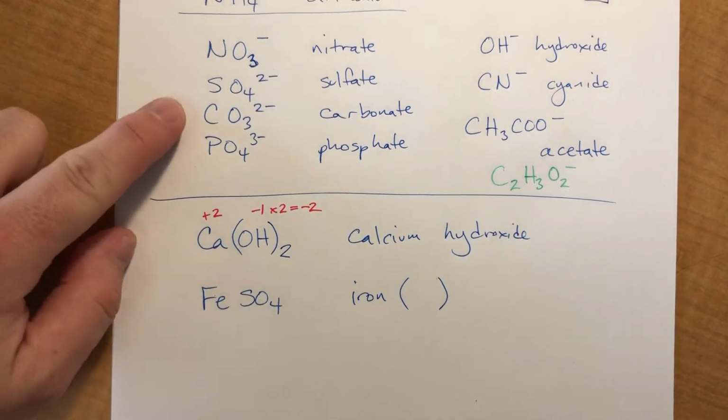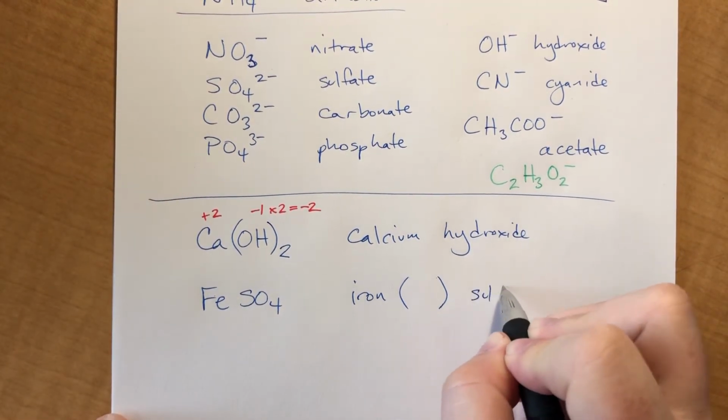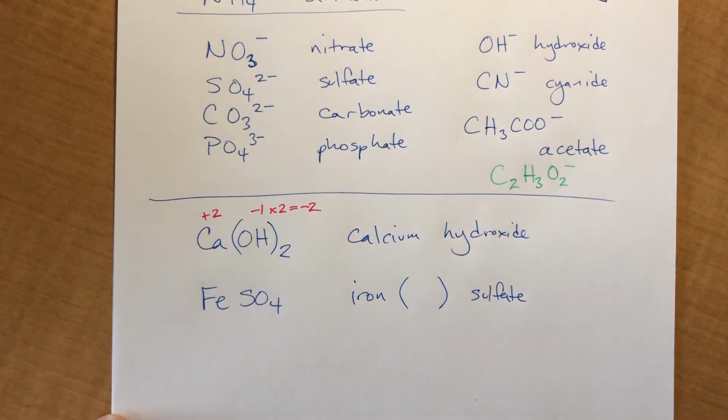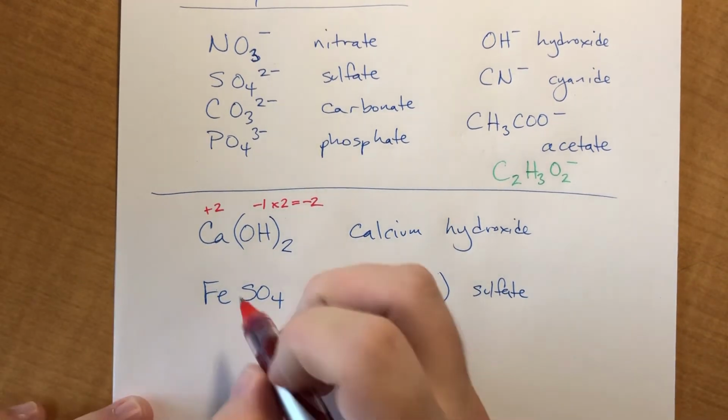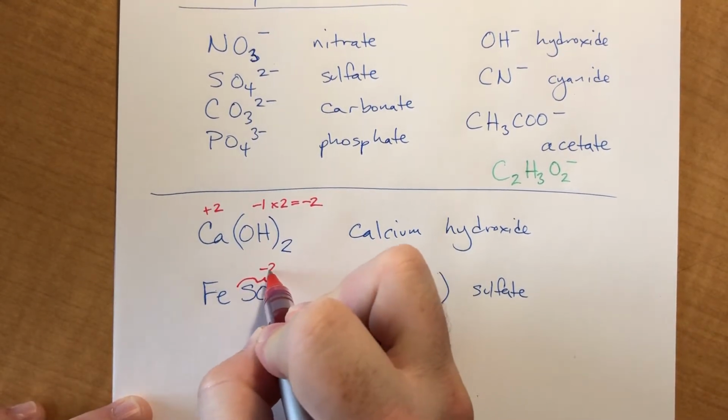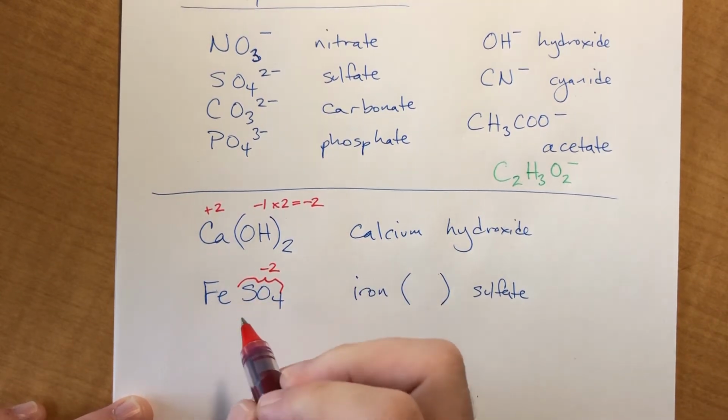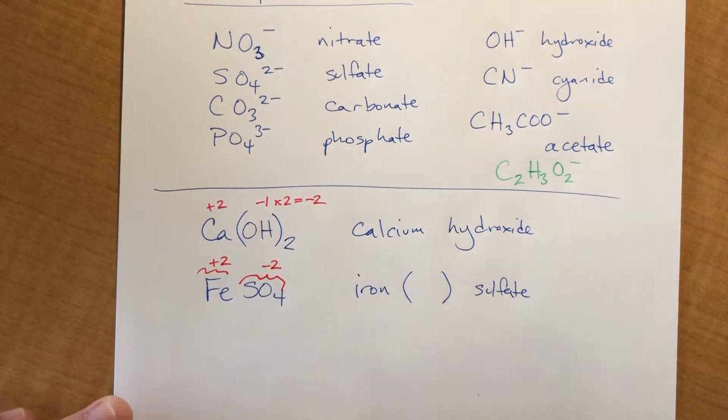And then SO4 is sulfate. The S with the 4 oxygens all together has a charge of -2, and there is 1 iron to cancel it out, so its charge is +2. So the answer is iron(II) sulfate.